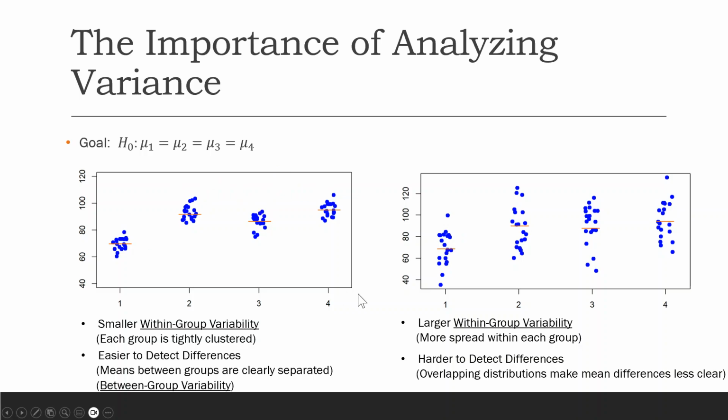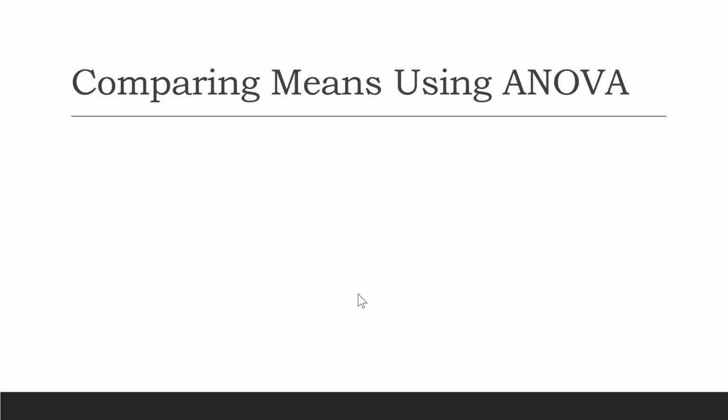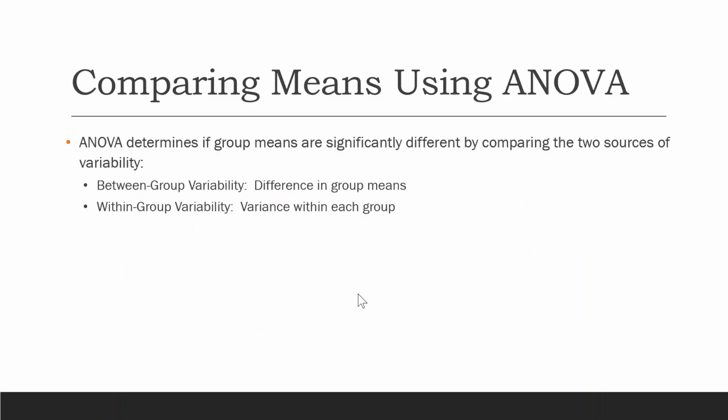And so what the ANOVA does is it takes both between group and within group variability into consideration when it's comparing means. And the means are actually appearing in that between group variability. So this says that ANOVA determines if group means are significantly different by comparing the two sources of variability. The between group variability, which is about variance between group means.